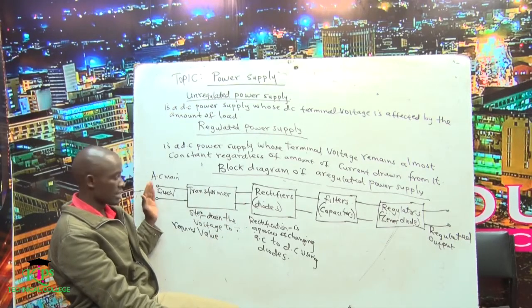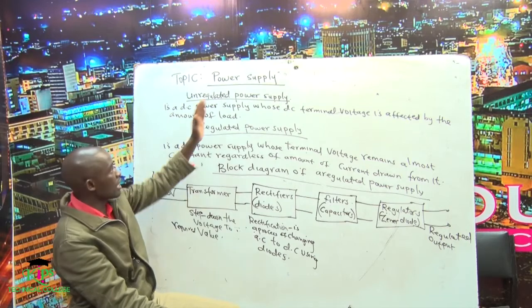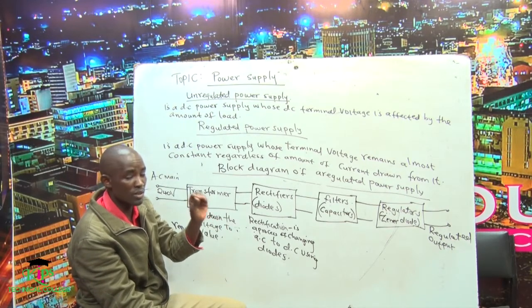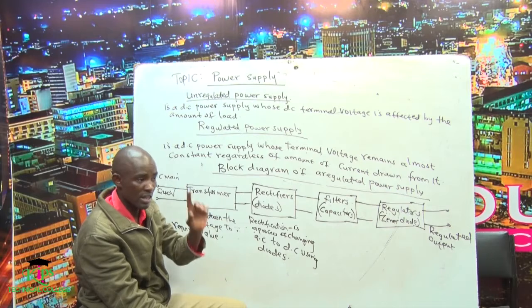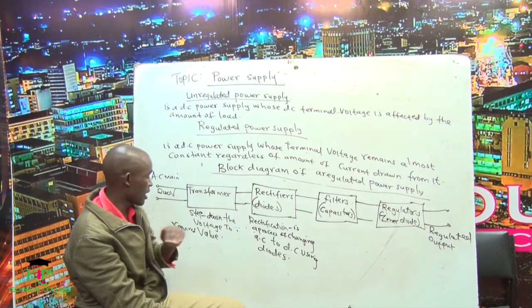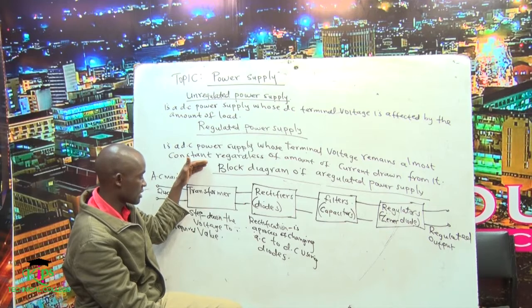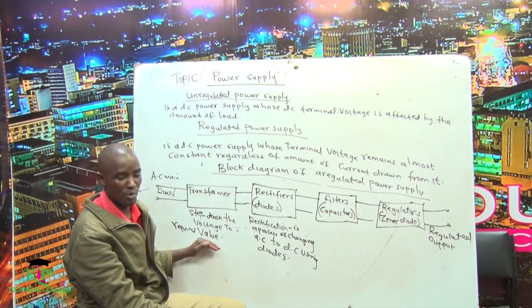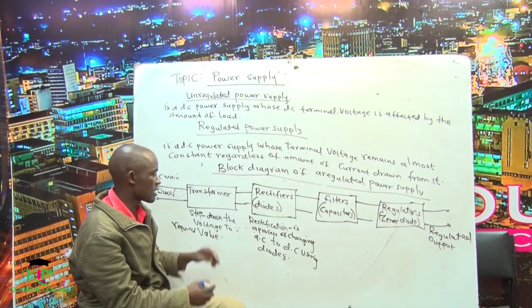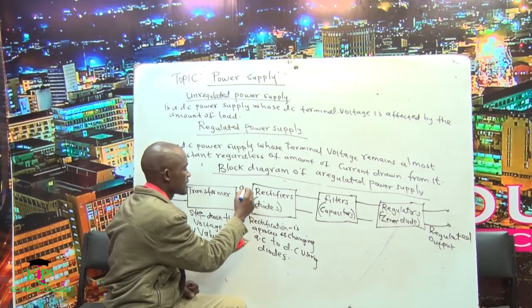Remember, we are talking about a DC power supply, meaning we are having an AC. We need to convert it into a DC. The first step was we need to bring the values down because we are having 240. You need to bring the voltages down to the reasonable or to the required value. So remember, the output of the transformer is still an AC.